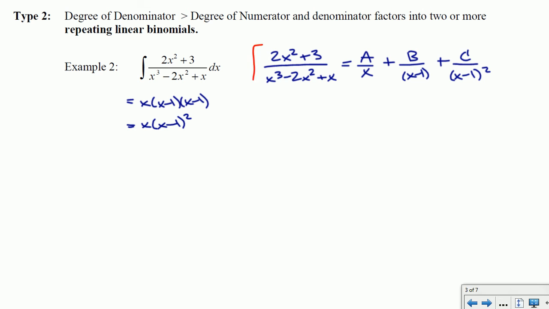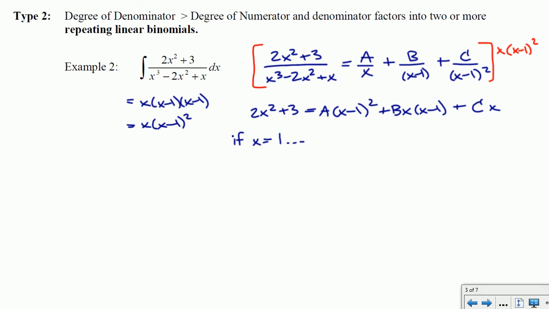Now in order to figure out what a, b, and c are, we multiply both sides of this equation by x times x minus 1 squared, giving us on the left side 2x squared plus 3, and on the right a times x minus 1 squared plus b times x minus 1 plus c times x. Now if x equals 1, we would have 2 times 1 squared plus 3 on the left, which would be 5, and then we have a times 1 minus 1 squared, so that would be 0. The b term would go away as well, because we would have b times 1 times 0, and the c term we would have c times 1. So from that we get c equals 5.